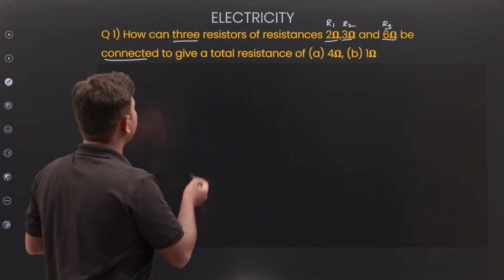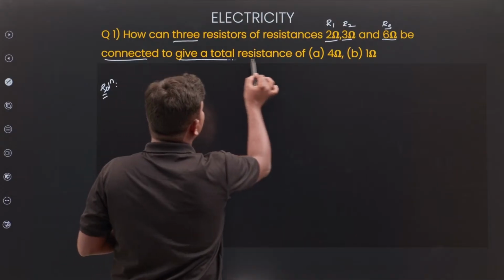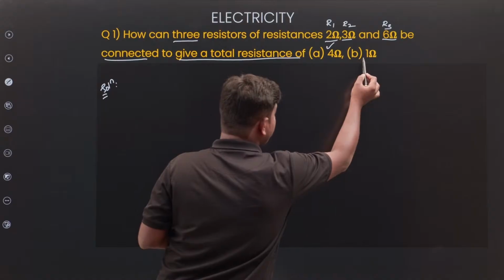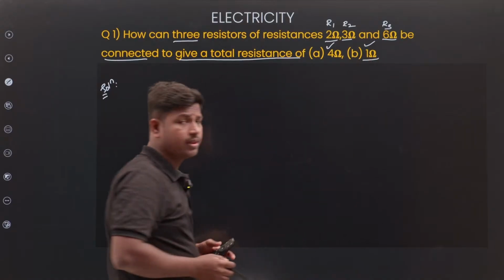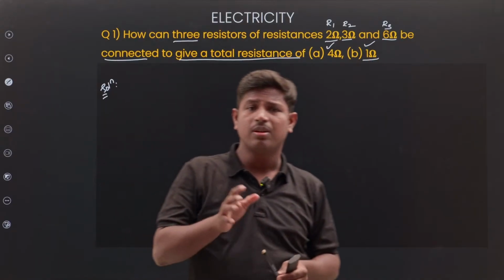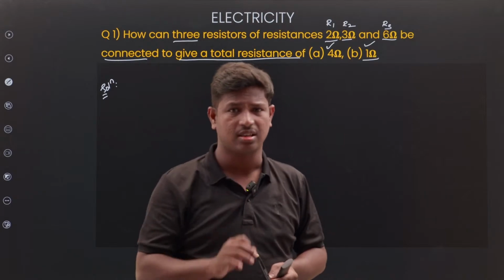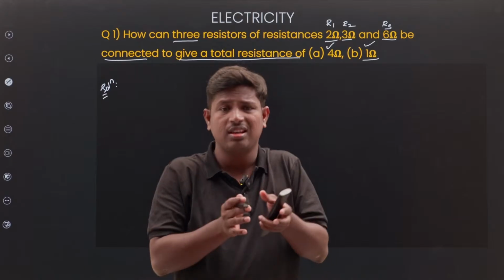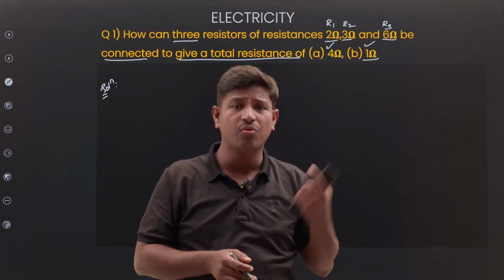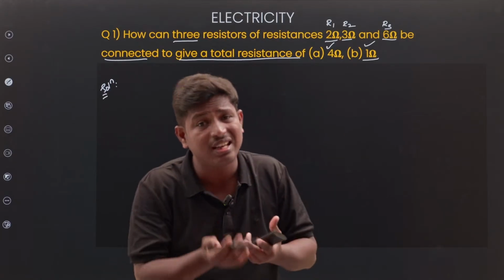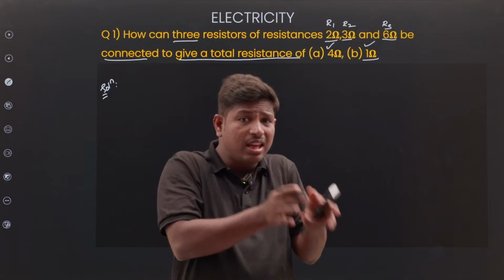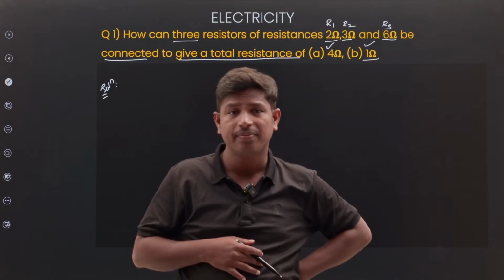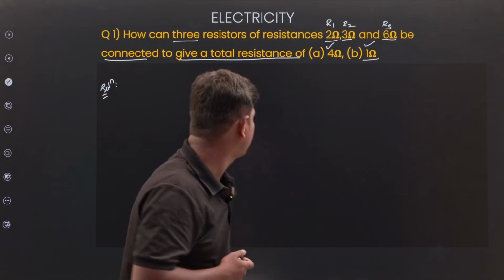And if you connect them, it gives a total resistance. So if you connect them one way, it gives 4 ohms, and connected another way, 1 ohm. As per the question, they gave 3 resistors. One time you will get 4 ohms, and connecting these 3 resistors again, you will get 1 ohm. How is it possible? Let us check.